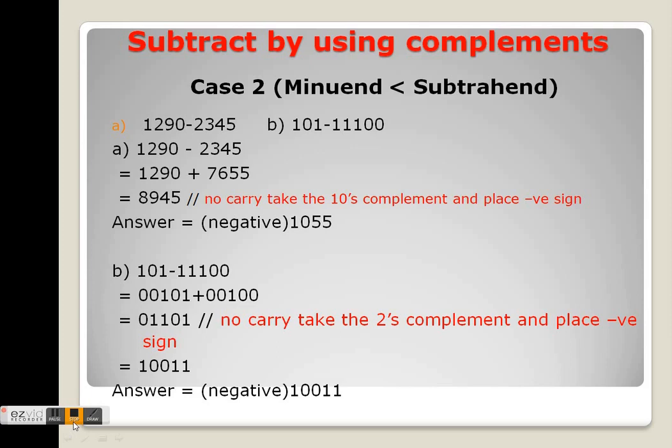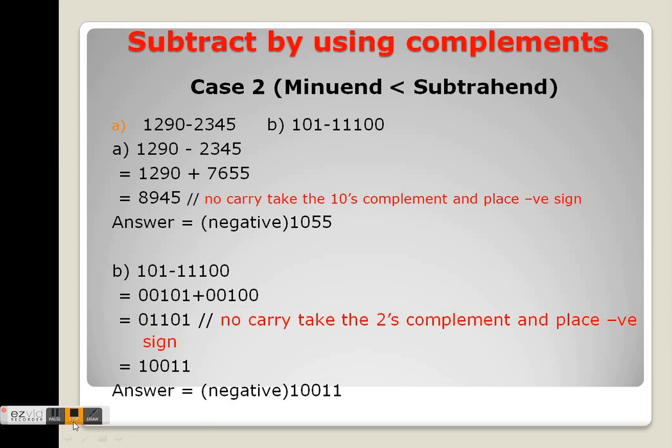Students, let's now discuss example number B. In this case we want to subtract 11011 from 101. So in this case, firstly we will add zeros in the minuend to make number of digits in minuend and subtrahend equal, and after that we will find the 2's complement of the subtrahend. So the 2's complement of 11100 will be 00100.